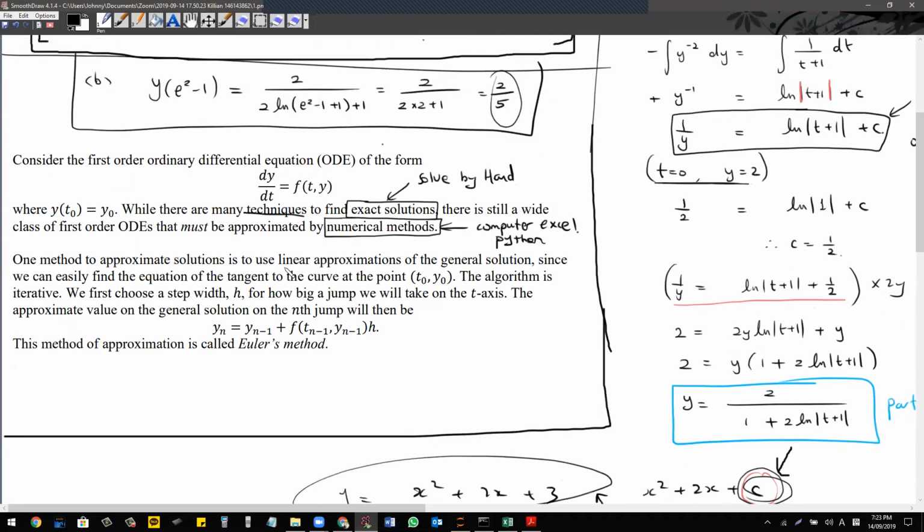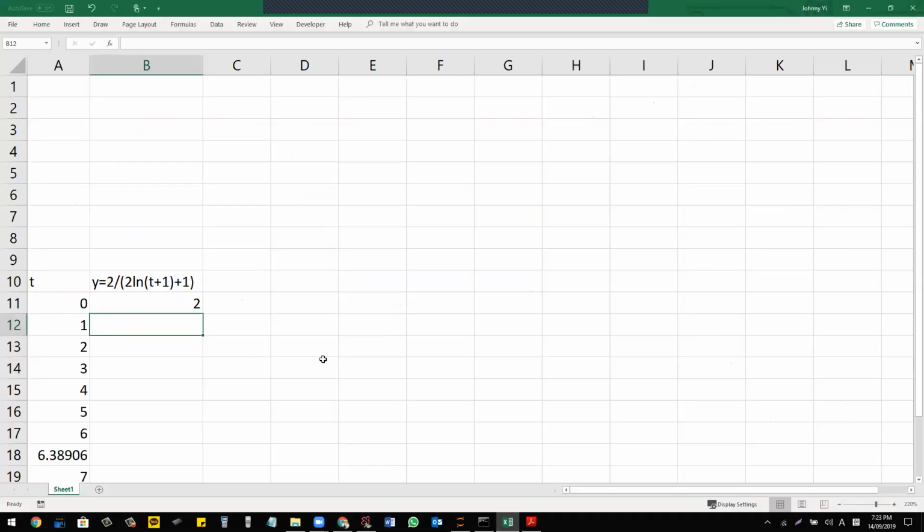Oh, by the way, can we use Excel for this? Yeah, we can use Excel for this. So it's right here, okay?